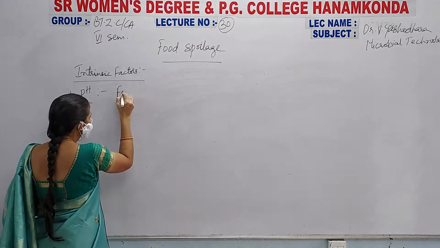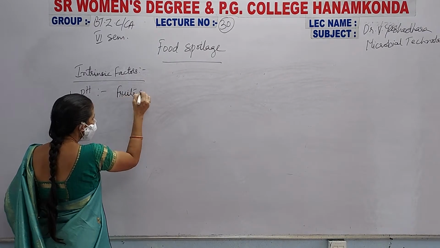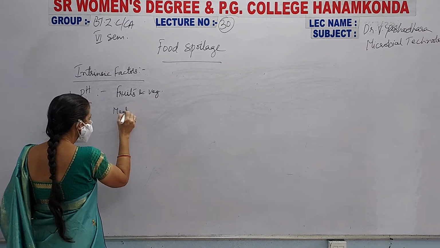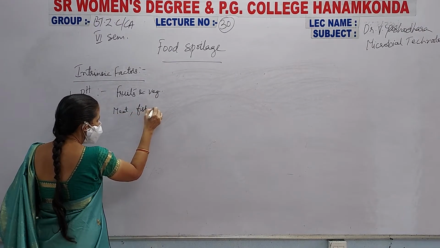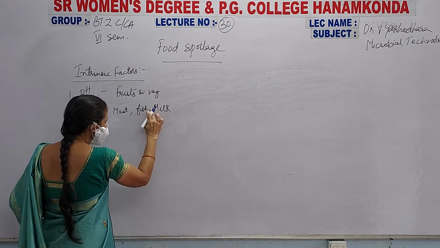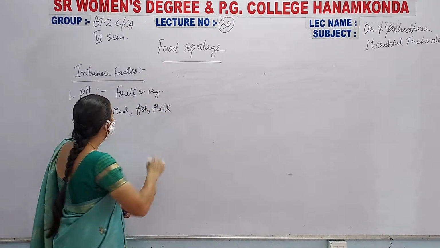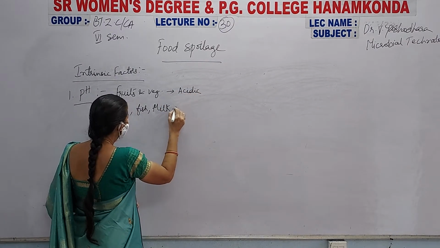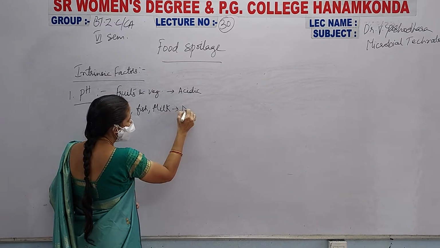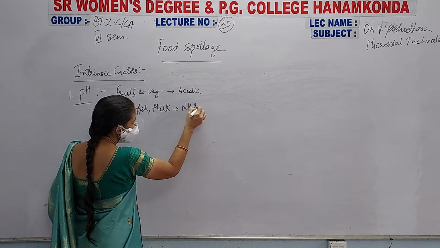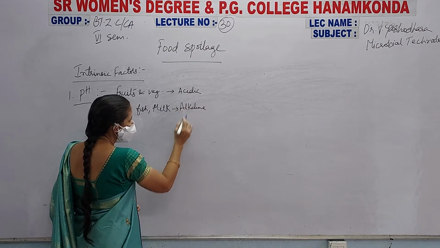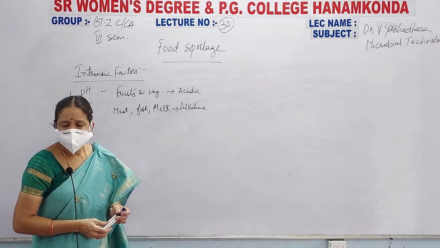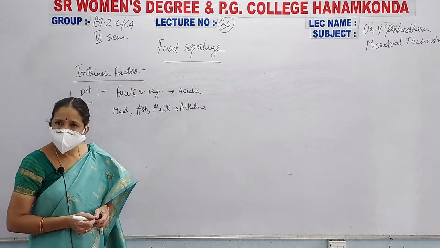Generally, when you talk about fruits and vegetables, next meat, fish, milk. Okay, meat, fish and milk. Now fruits and vegetables, they are acidic, and meat, fish and milk, they are alkaline. Okay, they are alkaline.